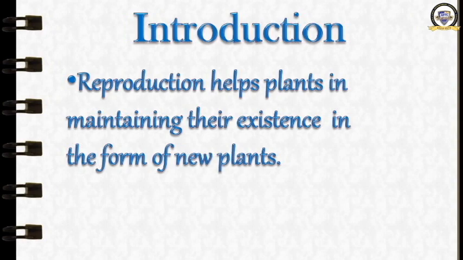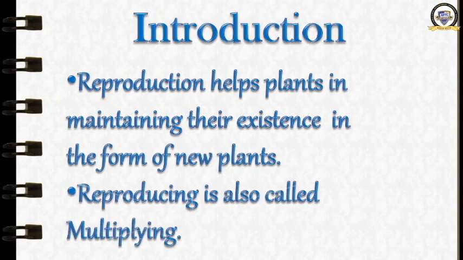Okay, so there are different ways. It is only one way, that is, from the seeds. And some plants reproduce from the other parts of the same plant, like roots, stems, and leaves. This is reproduction, making a new plant from the same one. One plant makes the other plant of its same kind. That process is called reproduction. And this reproduction is also called multiplying.